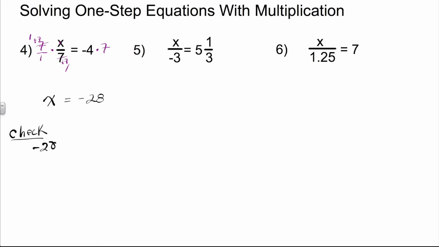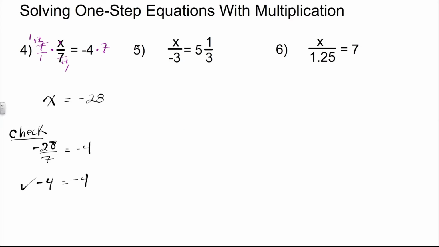Negative 28 divided by 7 is equal to negative 4. And in fact, that is true. 28 divided by 7 is 4. A negative divided by a positive is always negative, and that is equal to negative 4. So our work does check out there.